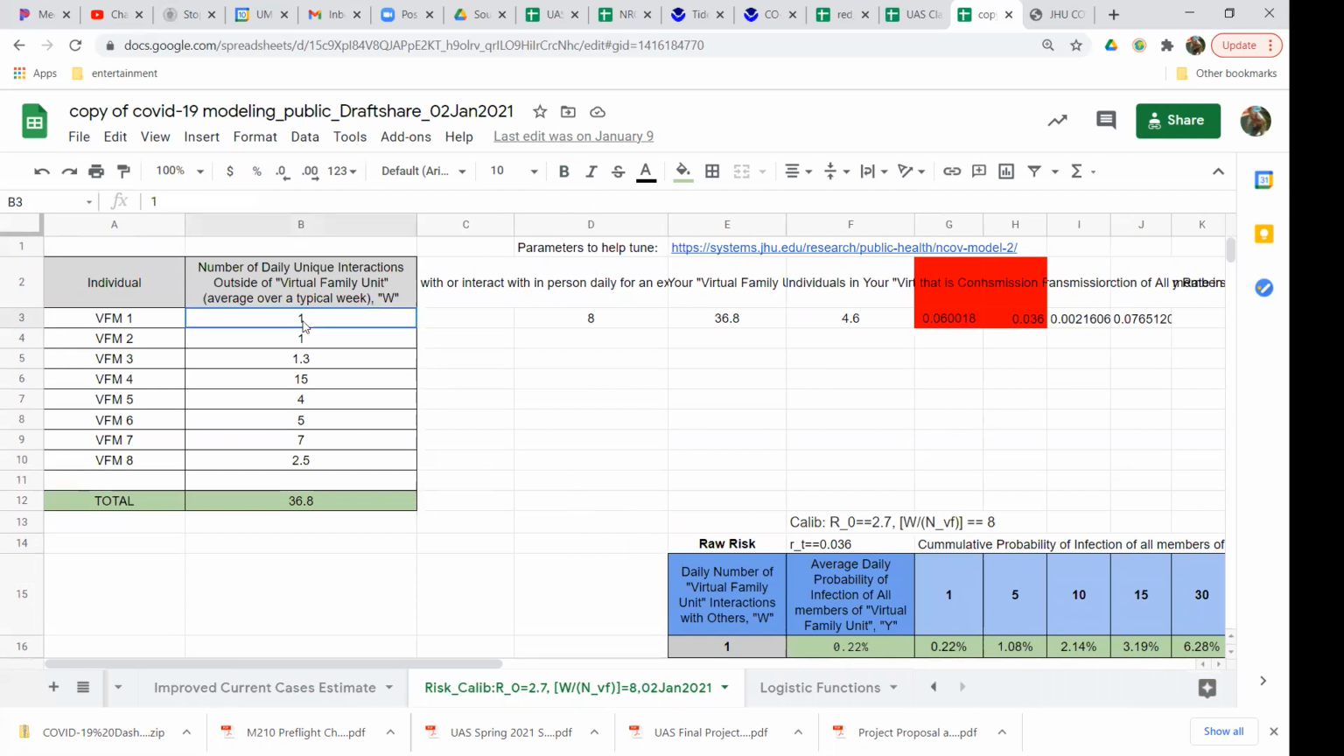So if you want, you can adjust the number of interactions that each family unit has here, and that will certainly affect the entire table. And then this will add up all the family members. So each of these would be an individual in a family, and each of these would be the number of interactions per day that individual has. You get the sum for the family, and then the rest of the table should populate just fine.